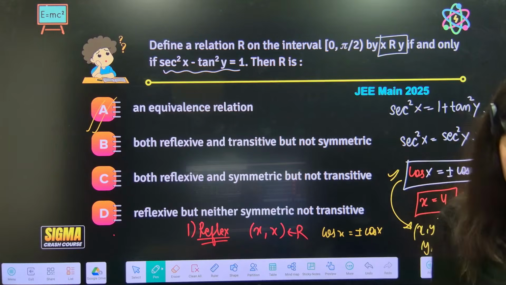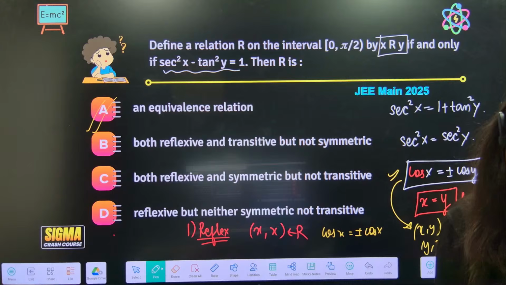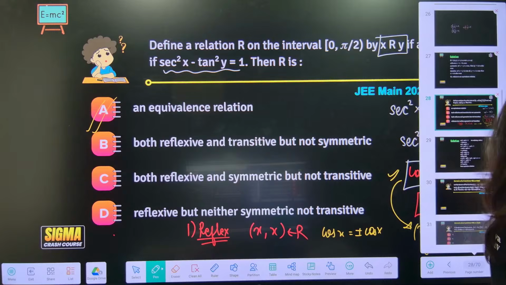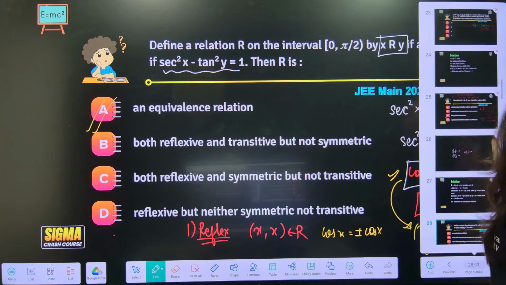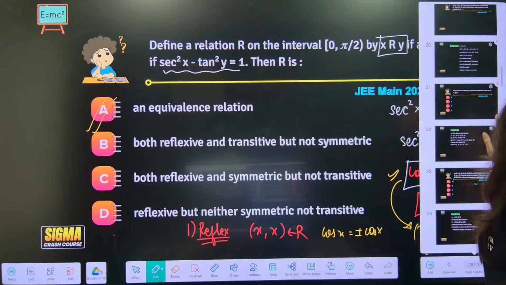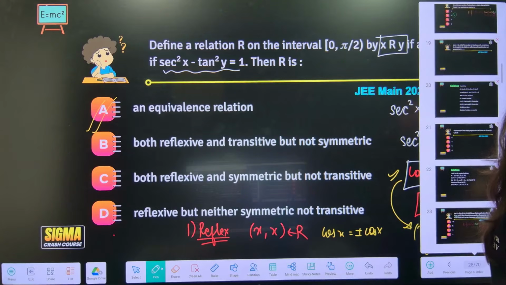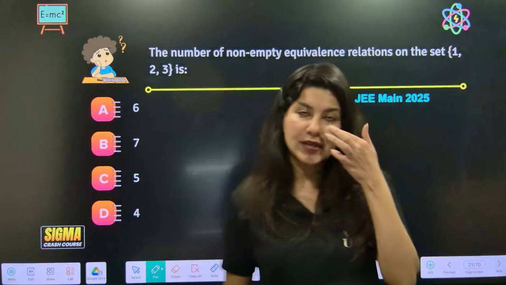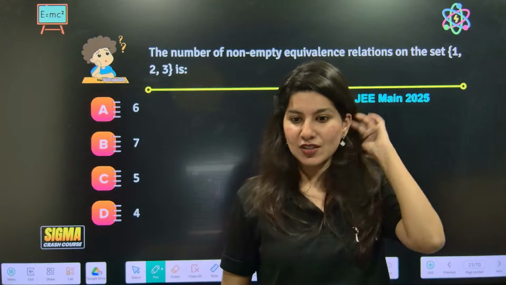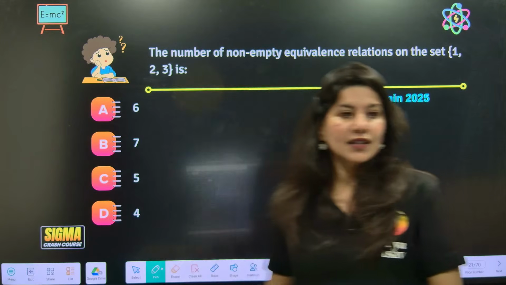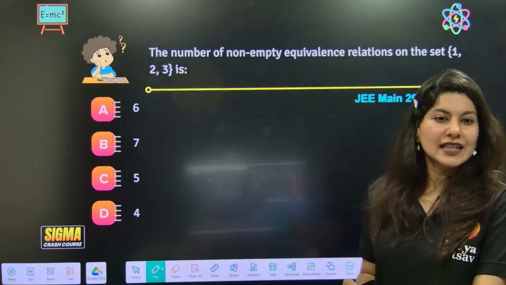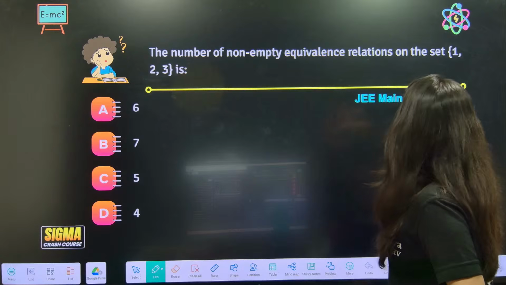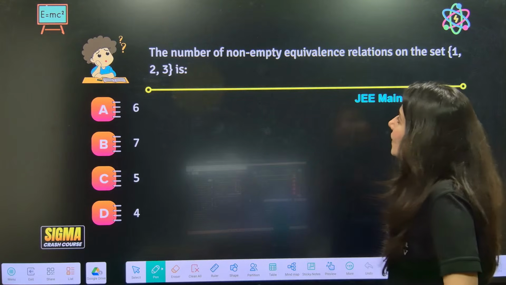Okay, all right, everyone. This is also one question, and I am going to do one last question on reflexivity. Two more questions and we'll be proceeding towards the functions chapter. The number of non-empty equivalence relations on this set is given to you, correct? So the number of non-empty equivalence relations.